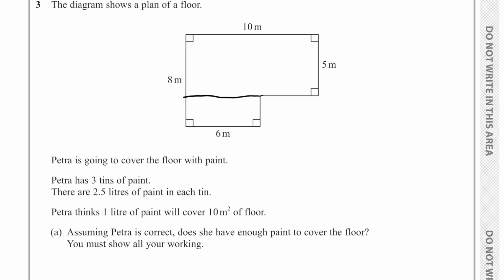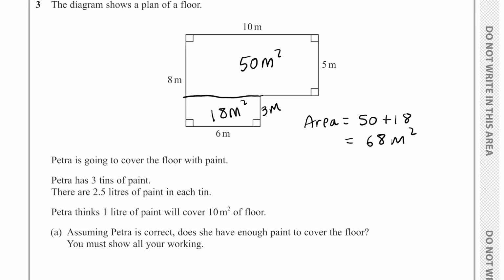So 10 times 5 is 50, 50 meters squared. 8 take away 5 is 3. 3 6s are 18. So the total area is 50 plus 18. That's 68 meters squared. So that's the area of the floor.